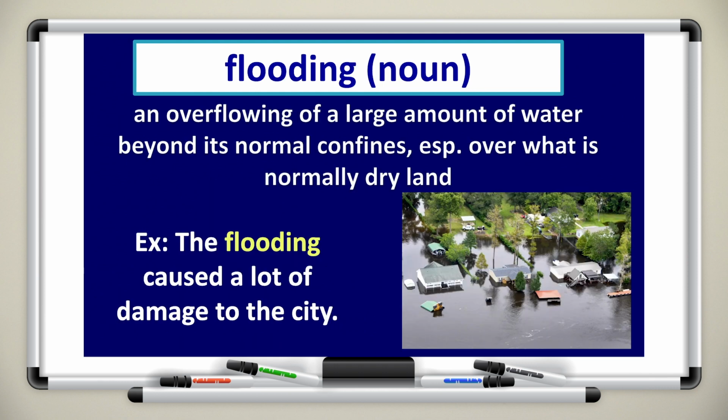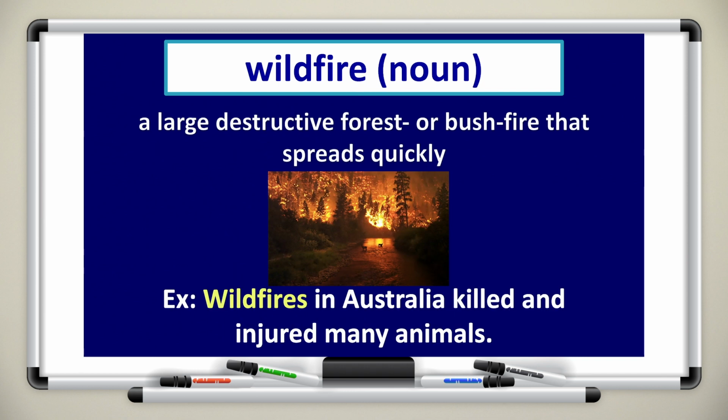And what do I mean by flooding? As you see in the picture, it's an overflowing of a large amount of water beyond what is normal, especially over what was normally a dry land. For example, the flooding caused a lot of damage to the city. And wildfire is a large destructive forest or bushfire that spreads very quickly. Example, wildfires in Australia killed and injured many animals.